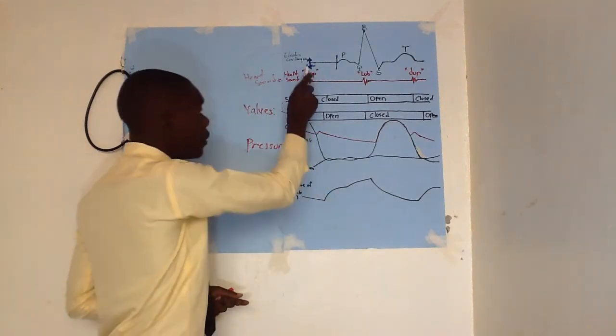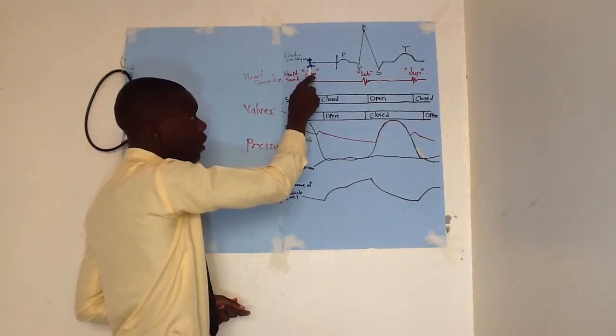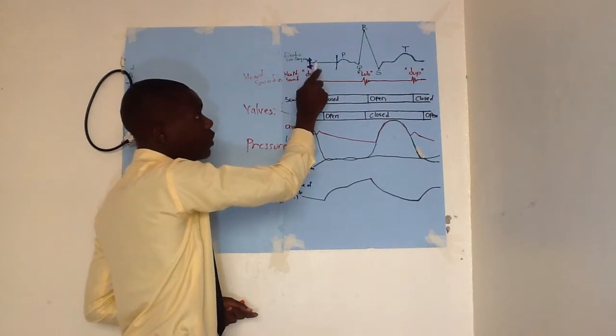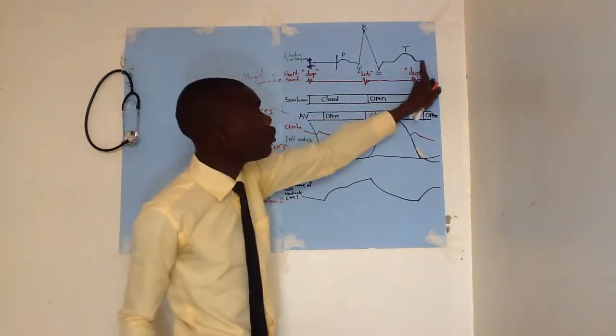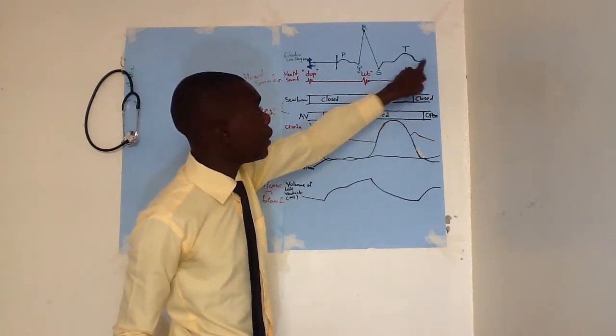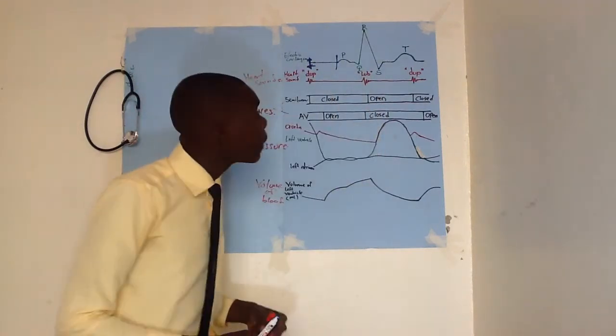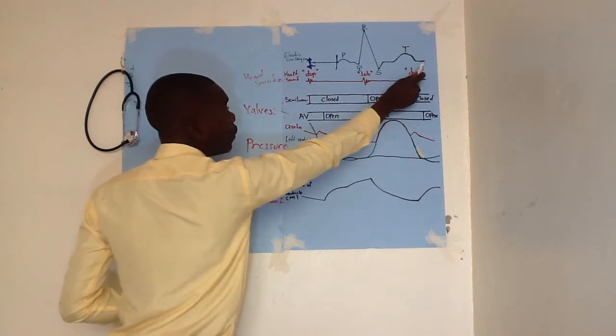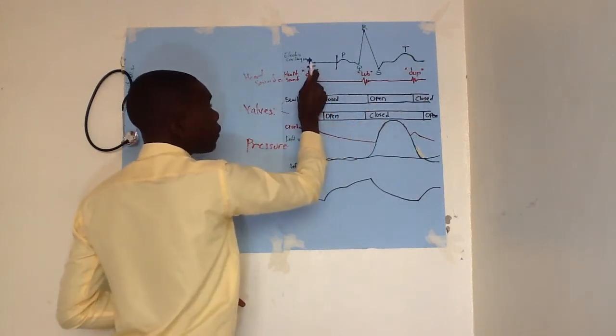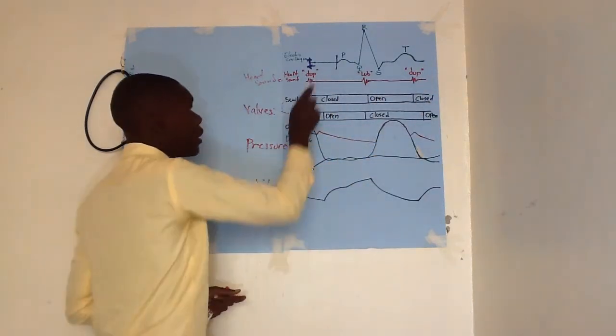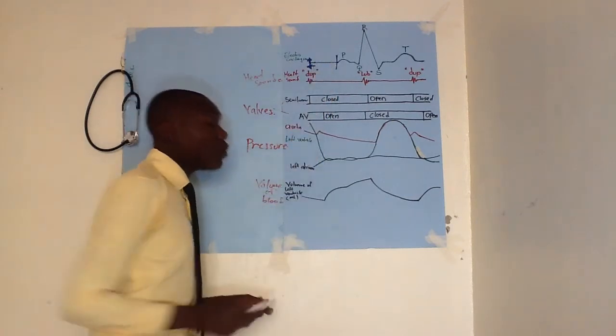Now, at this point, first of all, you should know that this is just a continuation of this. Where this is ending, this is where it starts from. So, this graph keeps on repeating itself. Where this one was ending, it's where this starts from. So, at this point, we are saying there is no charge.